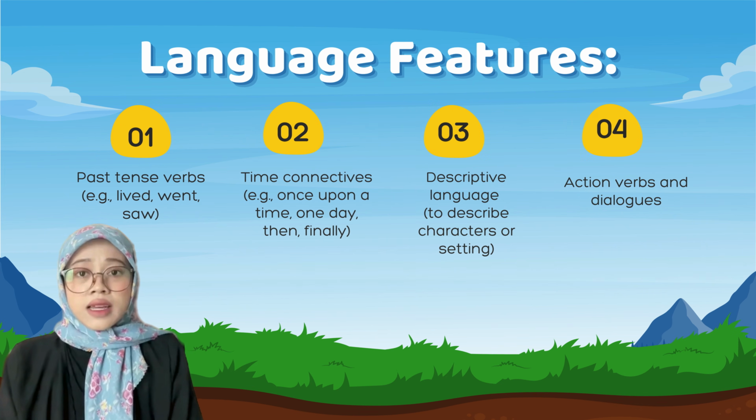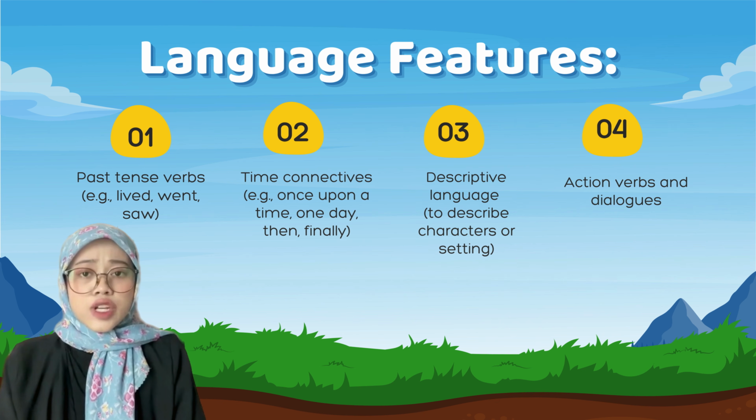Next slide. There are 4 language features of narrative text. The first is past tense verbs. Narrative text usually talks about things that happened in the past. Examples of past tense words are lived, went, and saw.